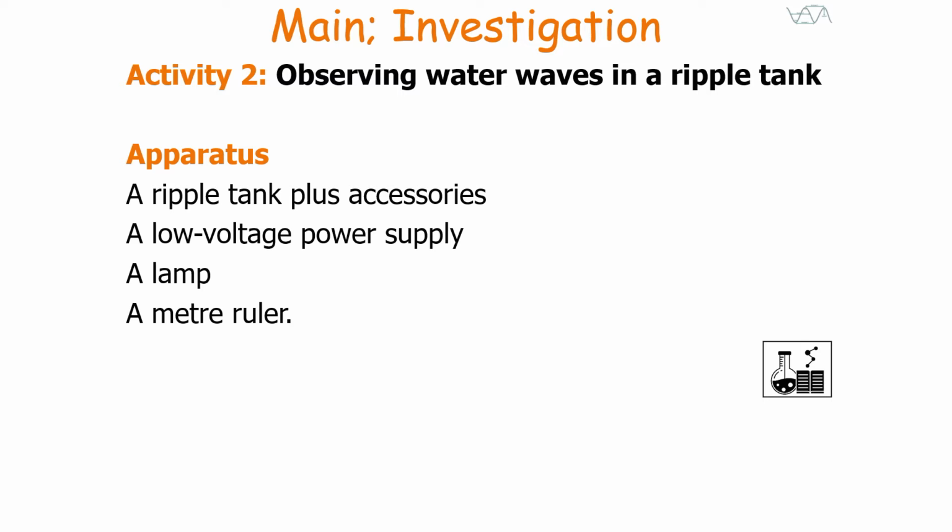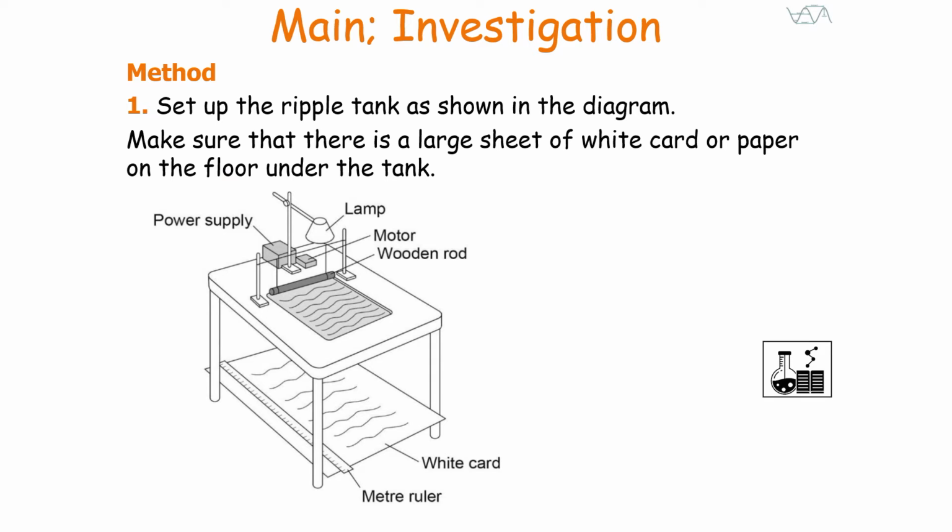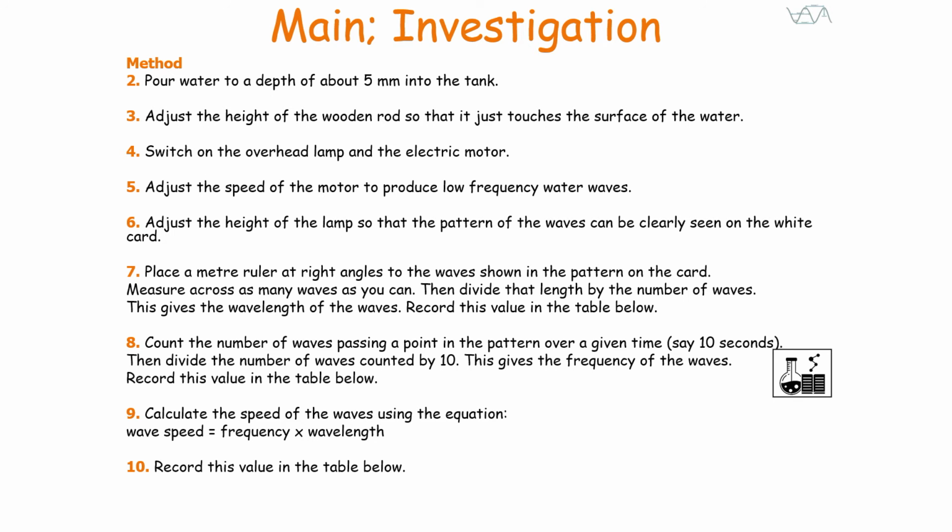So what do we need? We need a ripple tank, a low voltage power supply, a lamp and a meter ruler. You would set up the ripple tank as shown in the diagram. Make sure there's a large sheet of white cardboard paper on the floor under the tank. You then pour water to a depth of about 5 millimeters in the tank.